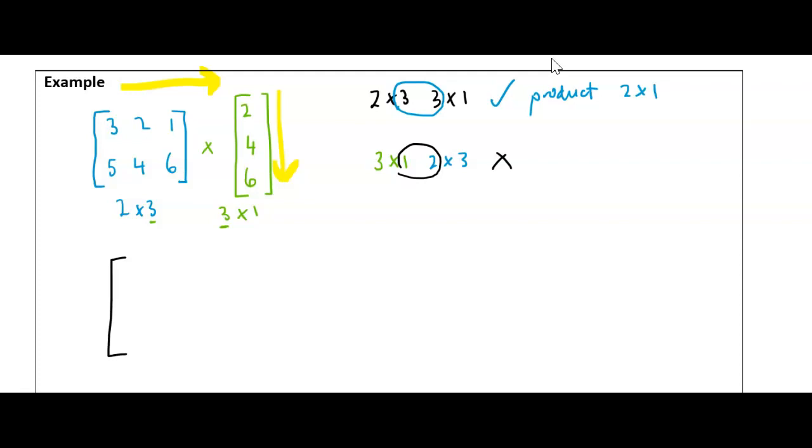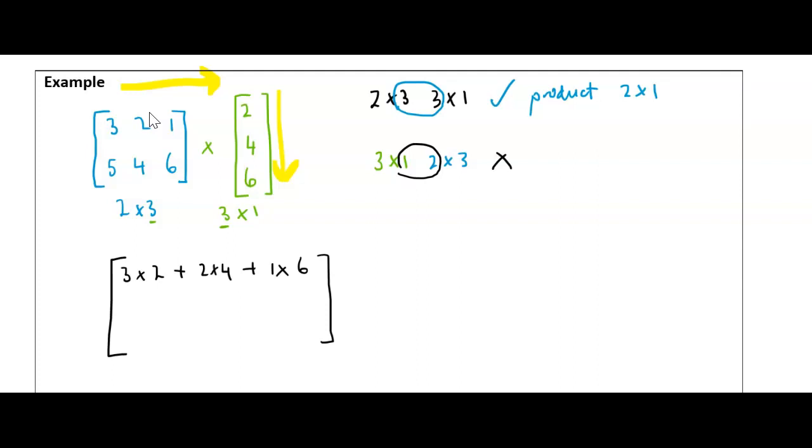All right, so first of all, I'm going to have 3 times 2 plus 2 times 4 plus 1 times 6. Okay, so 3, 2, 1 multiplies 2, 4, 6. So your 3 goes with your 2, your 2 with your 4, and your 1 with your 6. All right, so once you've done the first row, then you move on to the second row.